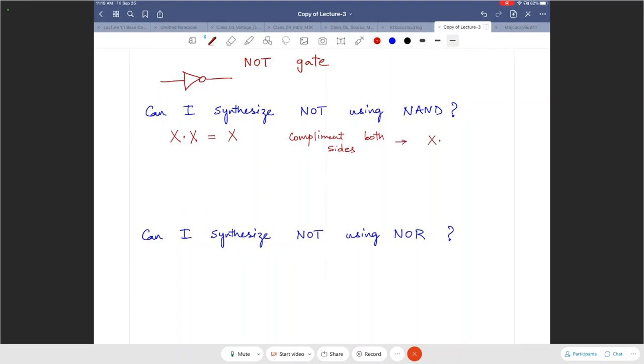I get X NAND X equals X complement. You see, this guy is NAND. This guy is NOT. So the trick is, if you want a NOT gate, all you would have to do is use a two input NAND gate but tie the inputs together, X and X.